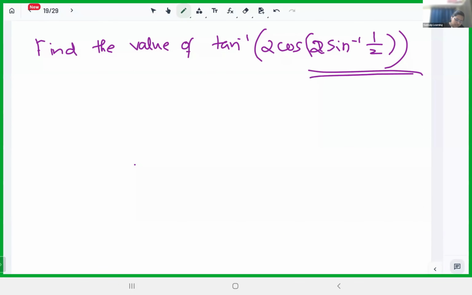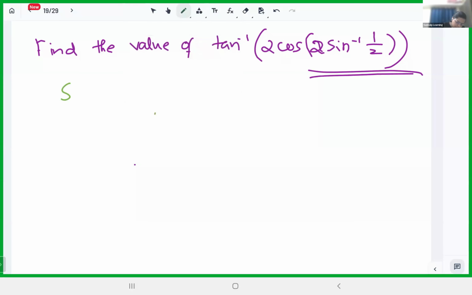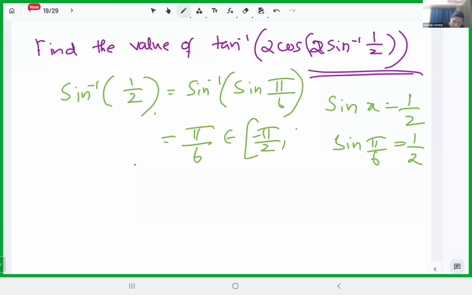First of all, you have to find out what is sine inverse of 1 by 2. Which value will give you sine x as 1 by 2? Sine pi by 6 is equal to 1 by 2. Sine 30 is 1 by 2. So this can be replaced as sine inverse of sine pi by 6, that is equal to pi by 6, and this pi by 6 clearly belongs to minus pi by 2 comma pi by 2, the principal value branch. So pi by 6 is the answer.